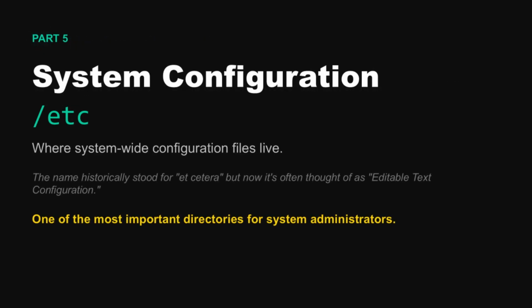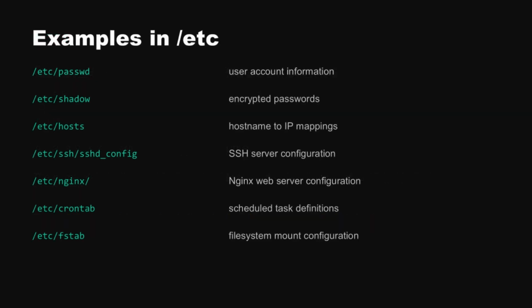The /etc directory is where system-wide configuration files live. The name historically stood for et cetera, but now it's often thought of as editable text configuration. This is one of the most important directories for system administrators. Almost every service and application stores its configuration here.